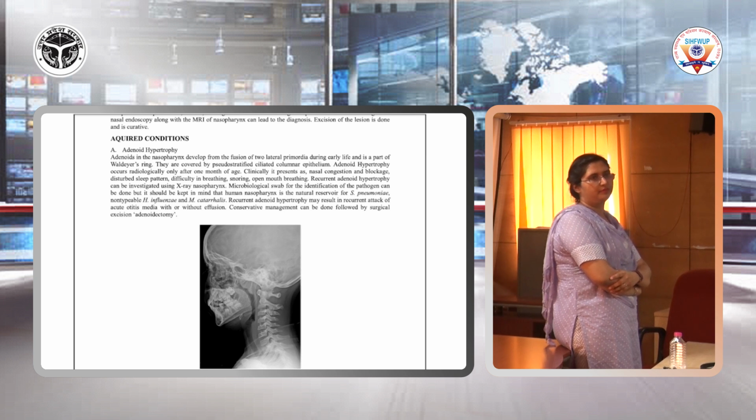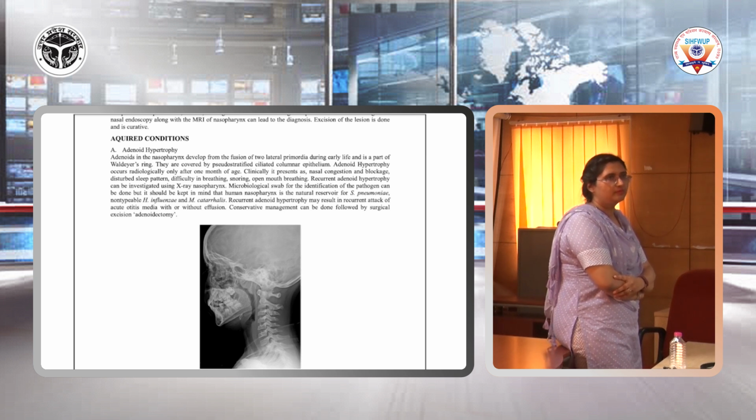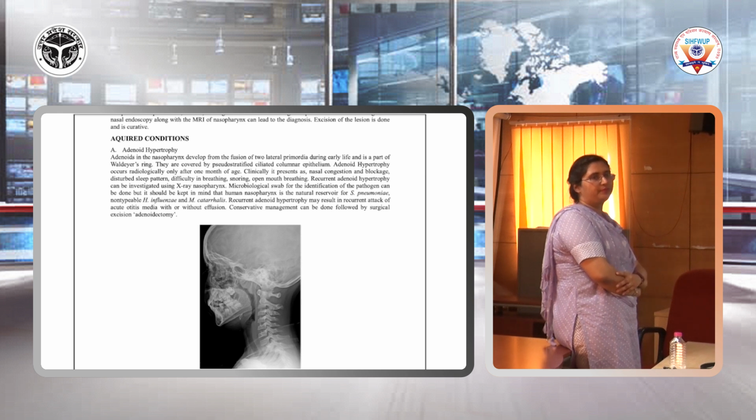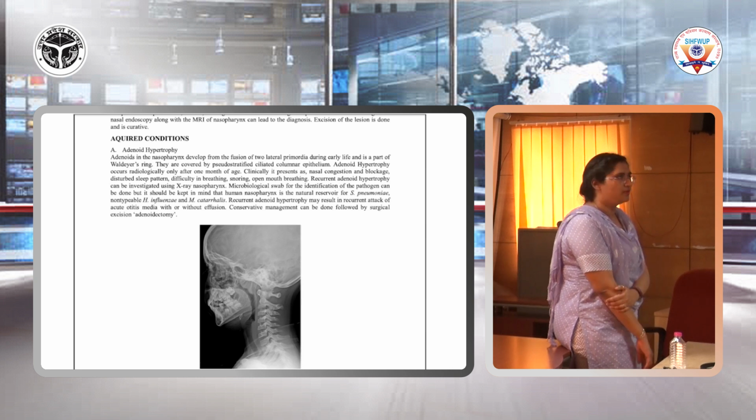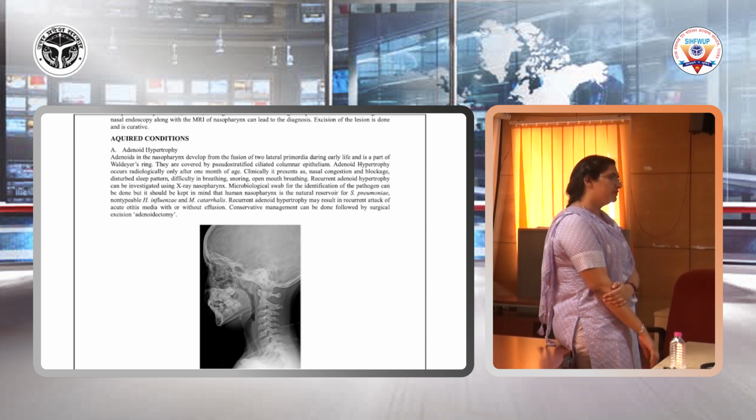And if sometimes there is bleeding which is not subsiding by any treatment, then we can do it. And if there is significant respiratory obstruction, snoring, etc., and this adenoid facies, to avoid that we can operate.